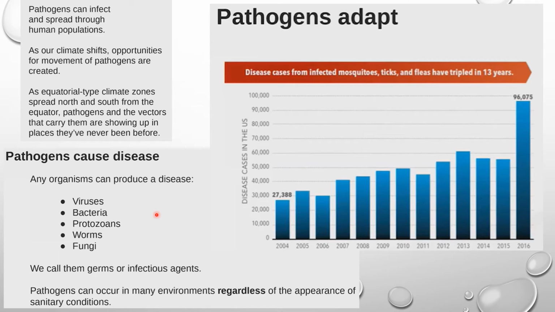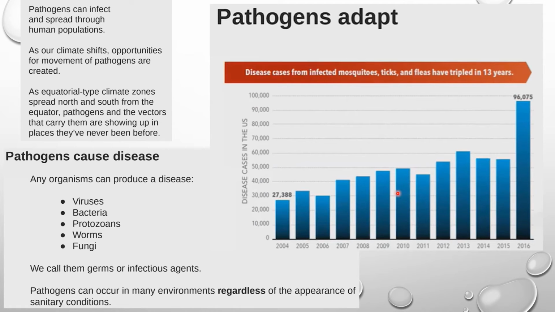So as the climate zones are moving more north and more south, those pathogens are also moving with them. And we've noticed by collecting data, and this graph, by the way, is by the CDC, we've noticed that disease cases from infected mosquitoes, ticks, and fleas have tripled in 13 years, tripled.